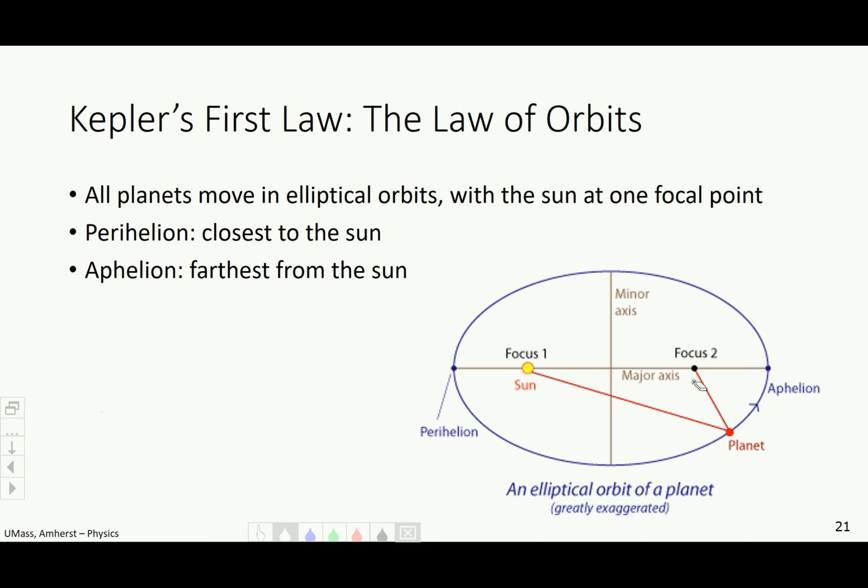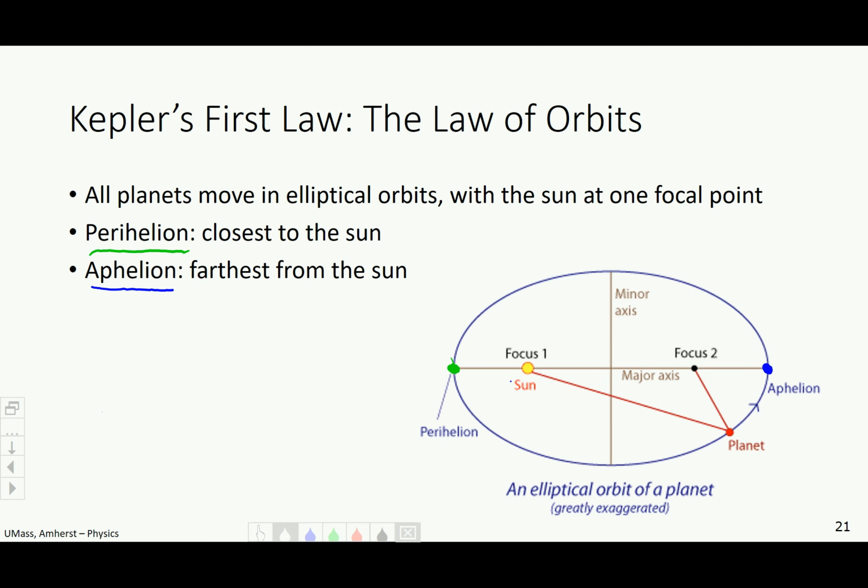So here's our planet. We have 2 important points. The perihelion, that is here. That is the point at which the planet is closest to the sun. And we have aphelion. Aphelion is when we are farthest from the sun.